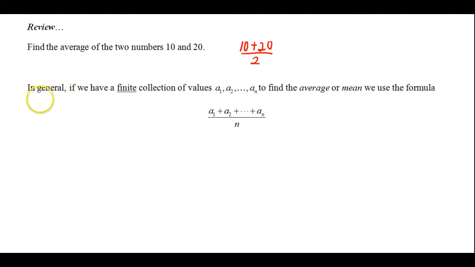So in general, if we have a finite collection of values, a1, a2, up to some an, to find the average, or the mean, we use the formula a1 plus a2 plus up to an, divided by n, the number of terms that we added together. So we're used to finding the average of a finite number of numbers. What's going to happen if I attempt to find the average of an infinite collection of numbers is the question I'm about to pose.